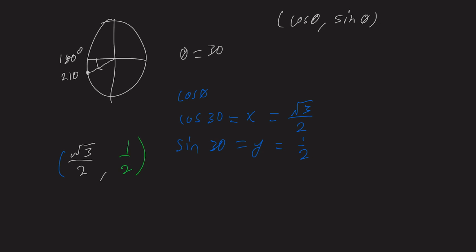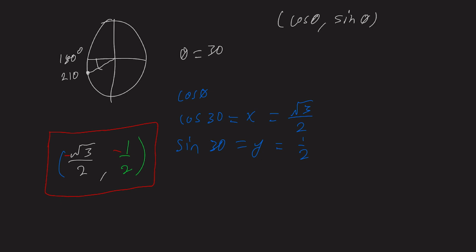Okay? So now I need to decide which is positive and which is negative. So I'm in the third quadrant here, meaning that my x value is going to the left and my y value is going down, meaning both of them are going to be negative. So therefore, this is going to be my final ordered pair representing the point at 210 degrees.